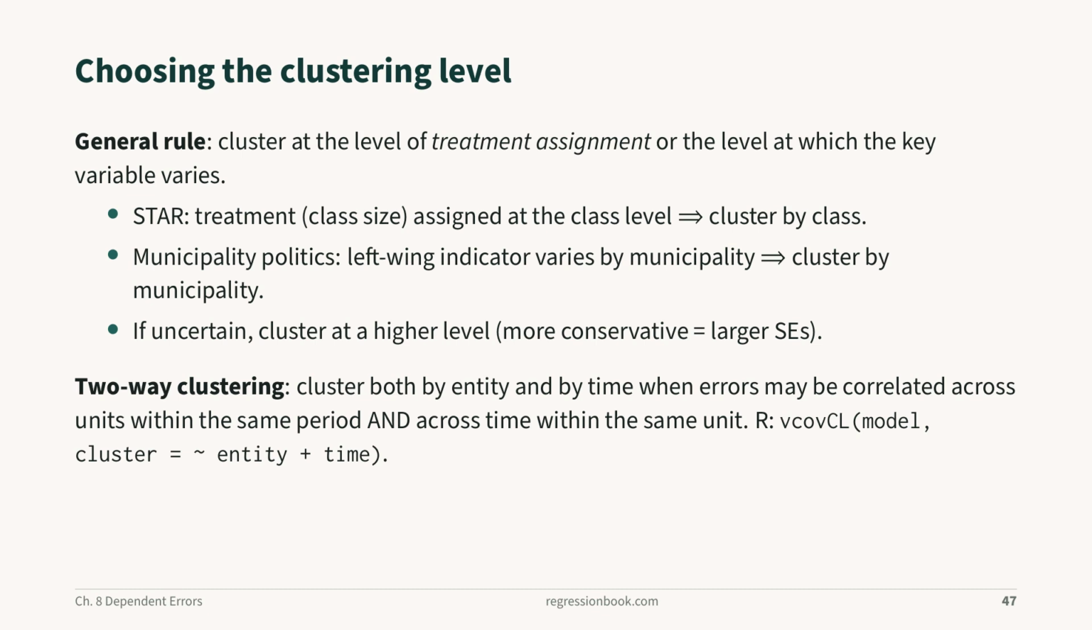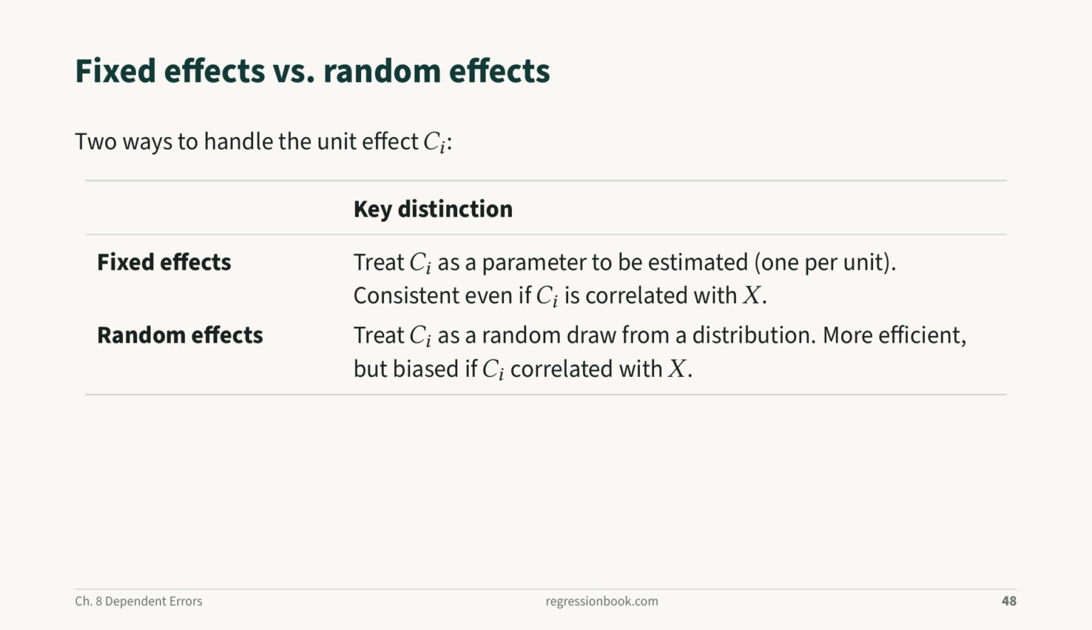One formula argument in R, fixed versus random effects in one table. Fixed effects treat the unit effect as a parameter, one per unit, and stay consistent even when it correlates with the regressors. Random effects treat it as a draw from a distribution, gain efficiency, and go wrong exactly when that correlation exists. The entire choice turns on one question: is the unit effect correlated with X?